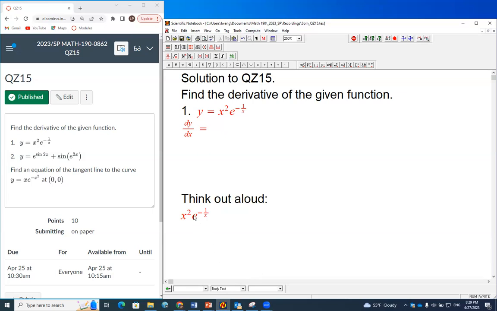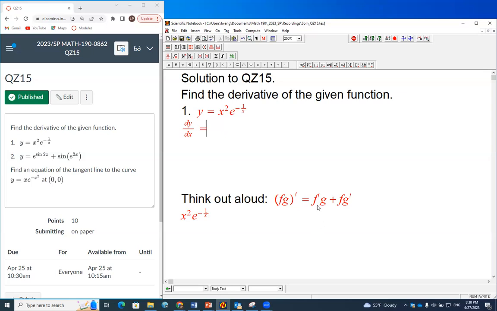So you have F and G. This is F, this is G. The derivative of the product F multiplied by G equals the derivative of F multiplied by G, plus F times the derivative of G. So that's how you apply the product rule. And in this situation, F will be x squared and G is e to the power negative 1 over x.